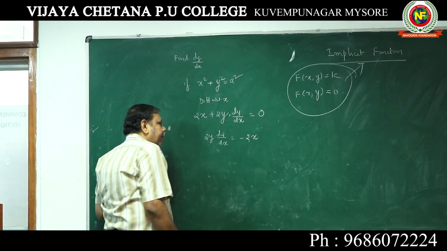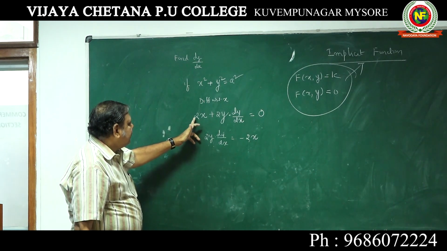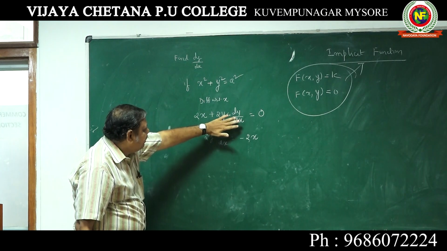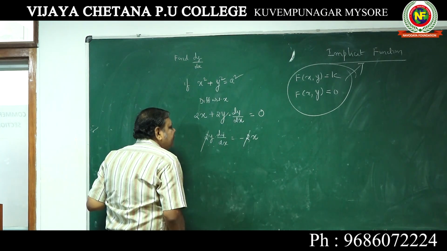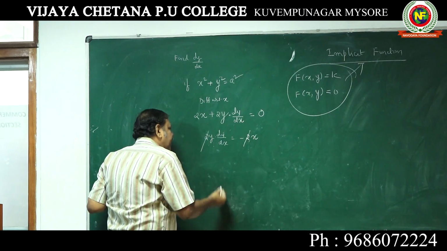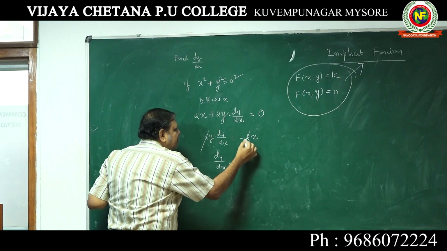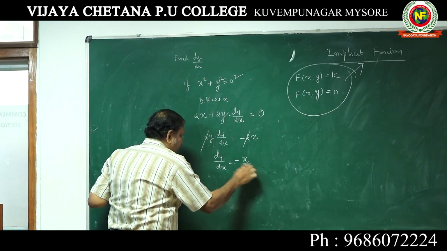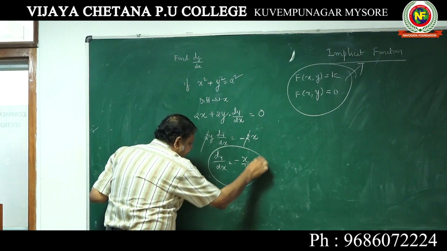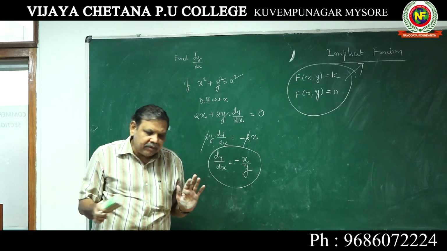You are shifting the other variable, the x variable, to that side, with dy by dx on the left side only. Now 2 can be cancelled, so dy by dx is equal to minus x by y. Don't leave out the minus. That's the answer. You will get 3 marks for this. Very simple, very easy problem.